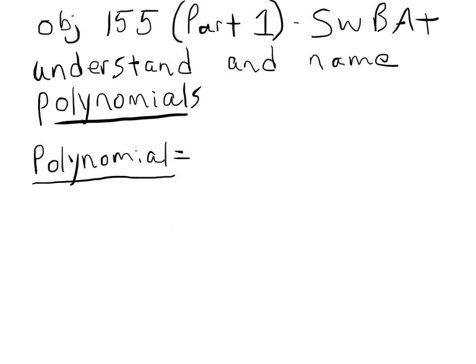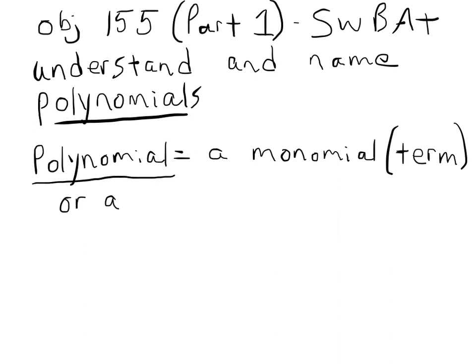Okay, a polynomial is simply a monomial, and again, I hate when they use these big words in the definitions. All a monomial is, is a term, and we're going to go over some examples of these in a second. So a polynomial is just a monomial, which is a term, or a sum of monomials. Okay, so get that down.